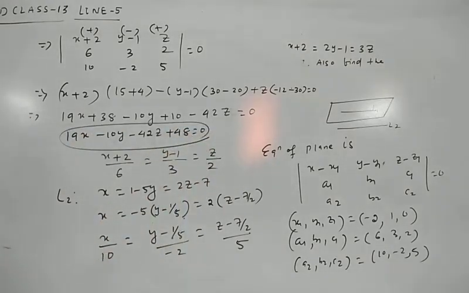So this is the equation of the plane containing one line and parallel to another line. Next we find the shortest distance between these two lines.